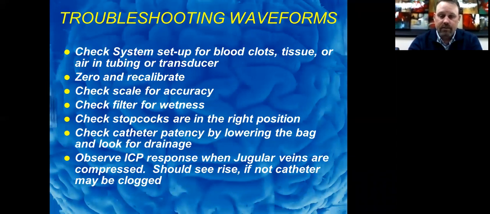Check catheter patency by lowering the bag and look for drainage. Observe ICP response when the jugular veins are compressed. You should see a rise. If not, catheter may be clogged. This is probably the easiest check. You don't want to choke your patient though. Just do one side or the other. Observe ICP response when jugular veins are compressed. Should see that rise again.